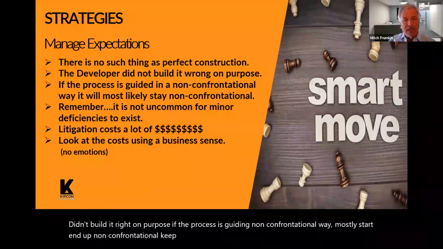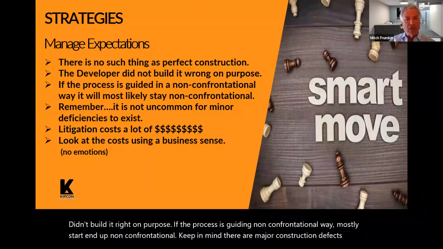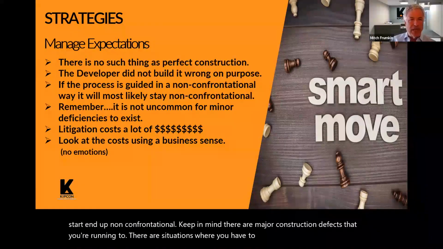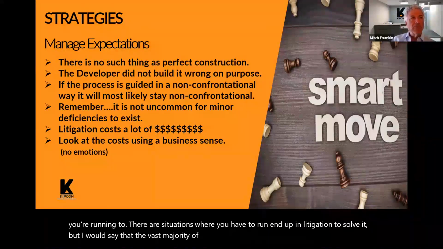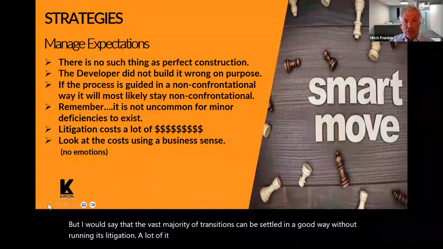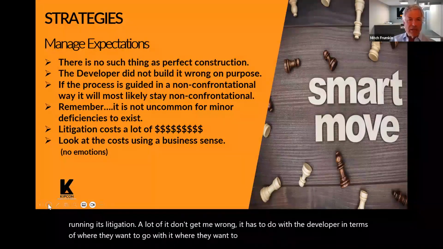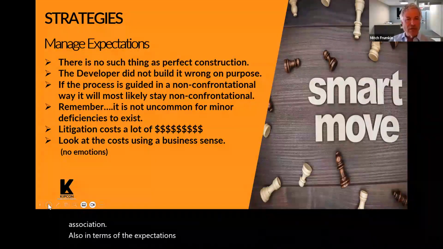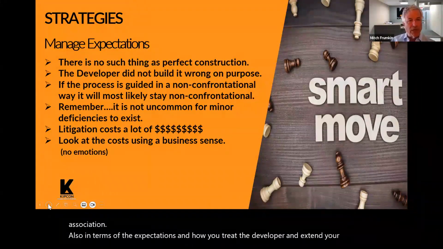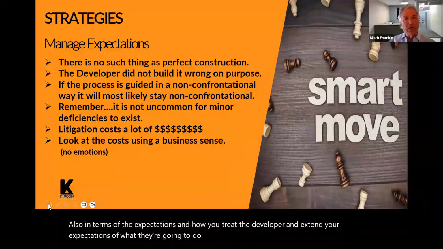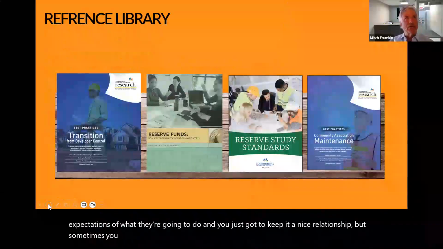Keep in mind, there are major construction defects that you're running into. There are situations where you have to end up in litigation to solve it. But I would say that the vast majority of transitions can be settled in a good way without running into litigation. A lot of it, don't get me wrong, has to do with the developer in terms of where they want to go with it, where they want to end up. But a lot of it has to do with the association also in terms of the expectations and how you treat the developer and your expectations of what they're going to do. And you just got to keep it a nice relationship. But sometimes you do end up in litigation. There's no question about it.